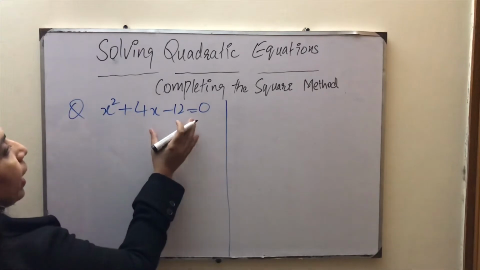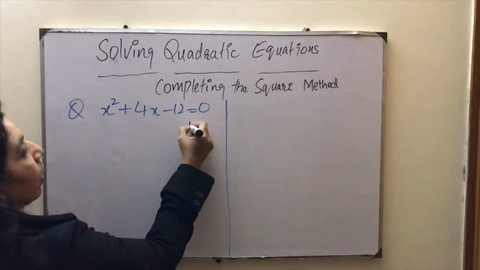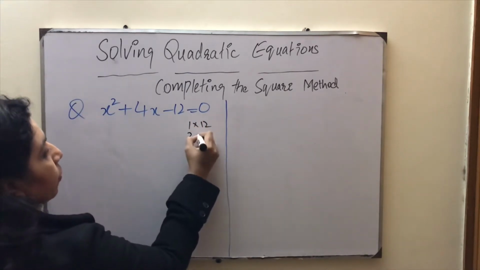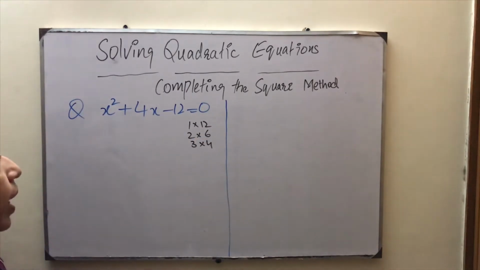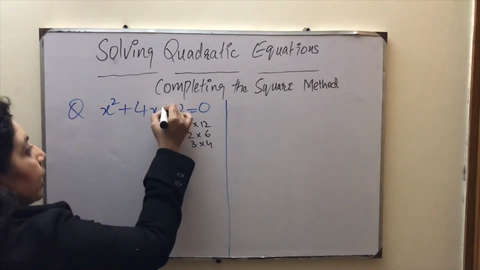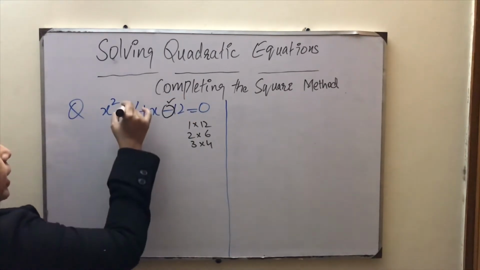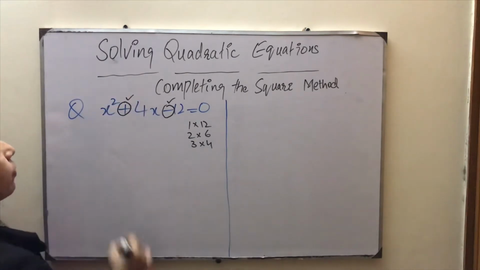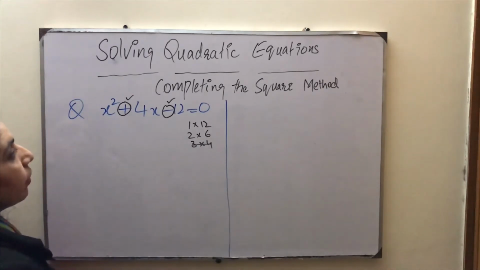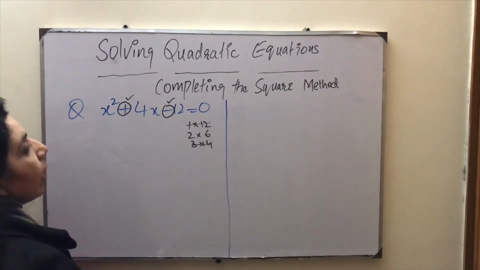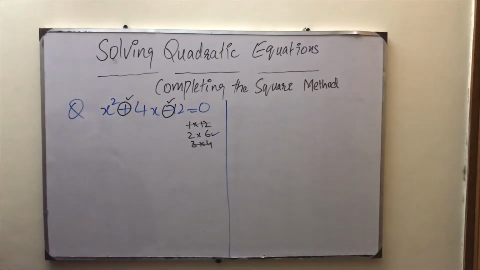Okay, when we apply the factorization method, we have to make the factors of 12. 1 into 12, 2 into 6 and 3 into 4. These are the only factors which 12 has. This sign is negative, which shows that the factors will be subtracted, and this sign is positive, which shows that the bigger factor will be positive. If we subtract 3 and 4, we don't get 4. If we subtract 1 from 12, we don't get 4. So the only option we have is 2 and 6, from where we can have 4.